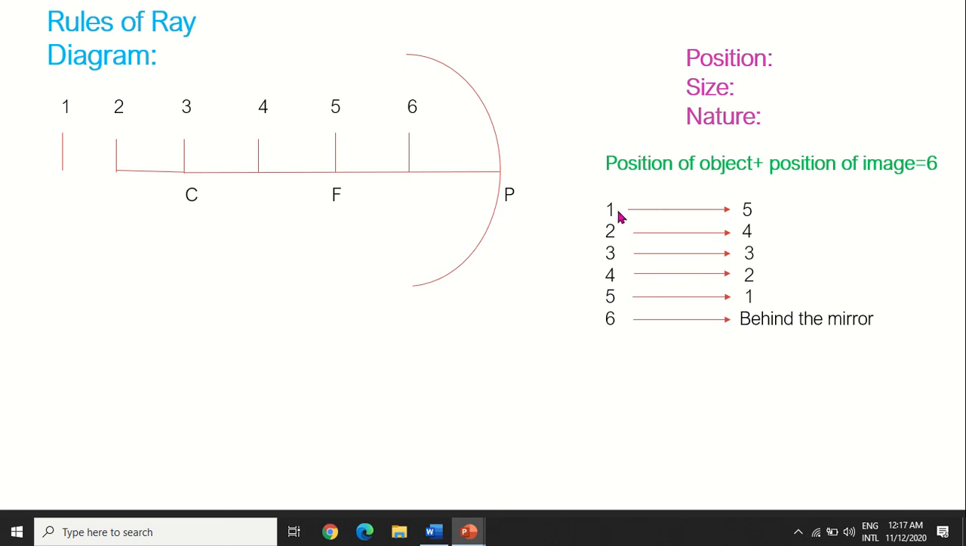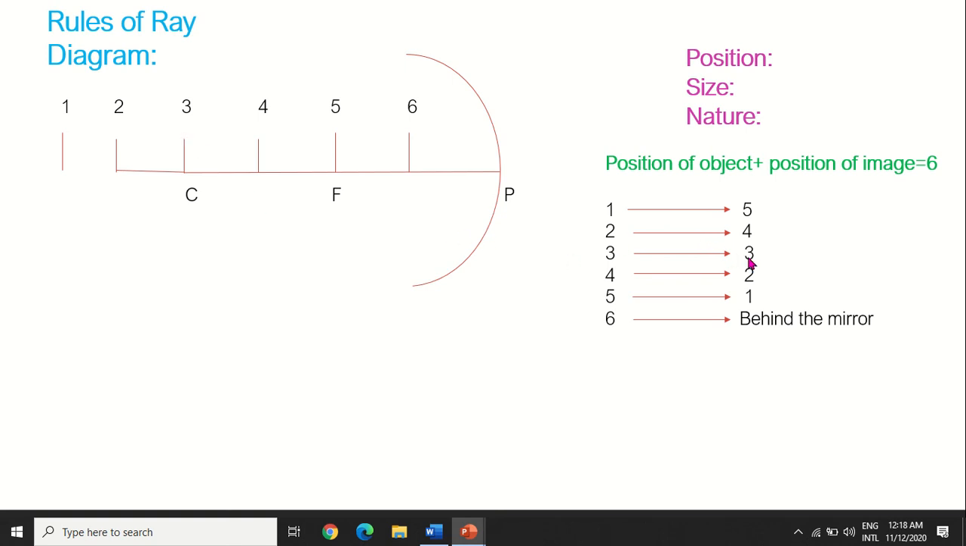Look, if the object is at the position 1, then to get 6, the image position will be what? 5, and 1 plus 5 equals what? 6. If the object is at the position 2, then the image will be formed at the position 4. Then look, position of the object plus position of the image equals what? 6.